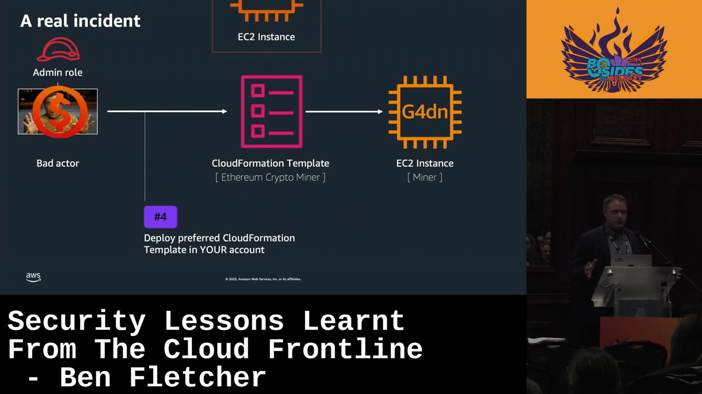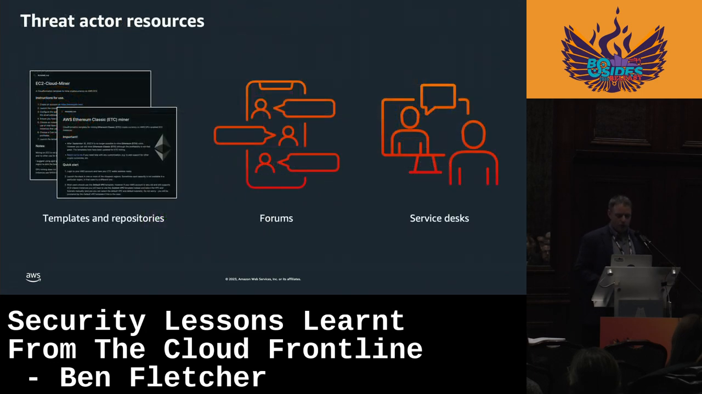Now, I know what you're thinking. Oh, a bit complicated. How would I possibly write a CloudFormation template? Do not fear. You can go on GitHub. There are forums. There are service desks. There's help towards this. So what I'm trying to say is this threat is real. There are industries behind this just looking for exposed access keys, credentials being phished, and so on.